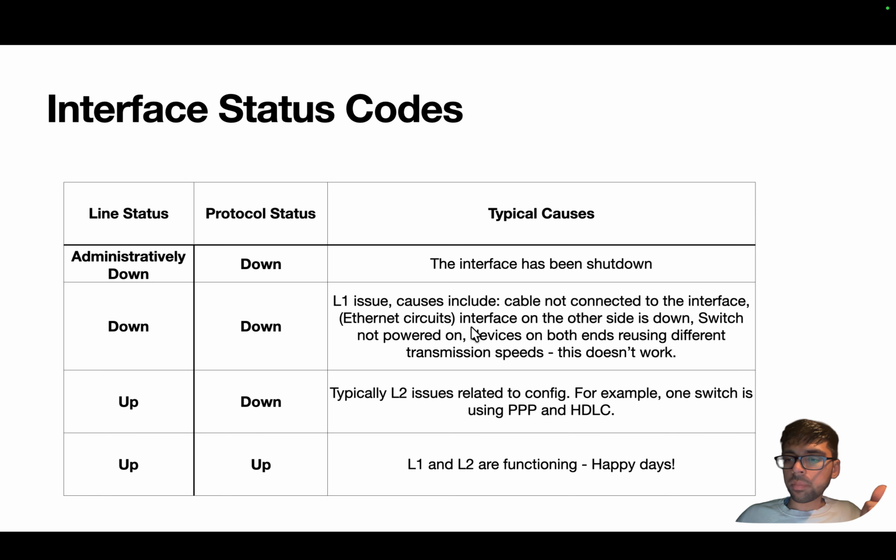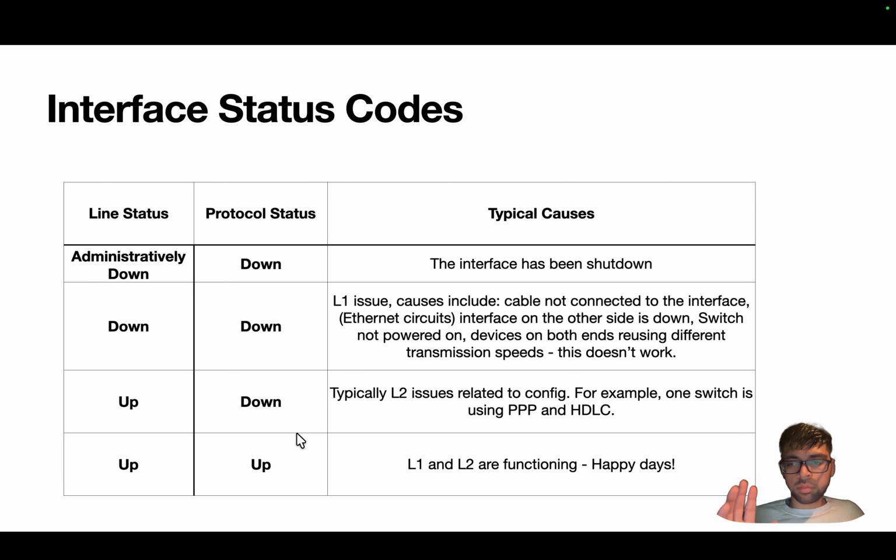So these are several types of layer 1 issues that we could be having. Now, if your line status is up but your protocol status is down, then that can be an indicator of layer 2 problems, typically related to config. For example, you've got two protocols, PPP and HDLC, which are used in point to point links, when you're encapsulating a frame and sending it over a serial link. You can encapsulate in a PPP header or an HDLC header. Now, if one side's using HDLC and the other's PPP, that's not going to work. So this can be an indicator of that kind of issue.